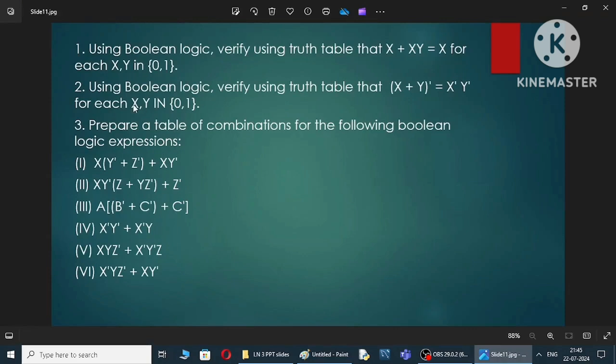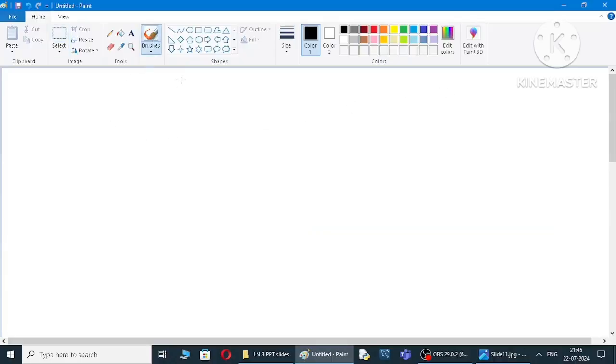Now look at the second question. Using Boolean logic, verify using truth table that x plus y whole bar equals x bar y bar. This bar stands for complement. So how will you do this? X plus y whole bar is equal to x bar dot y bar. Now again check how many inputs are there? 2, x and y. So 0 0, 0 1, 1 0, 1 1.